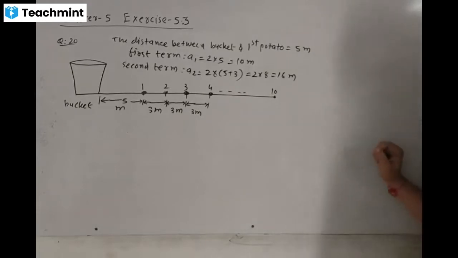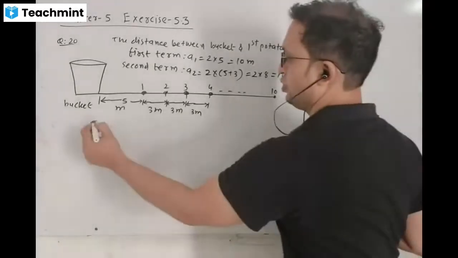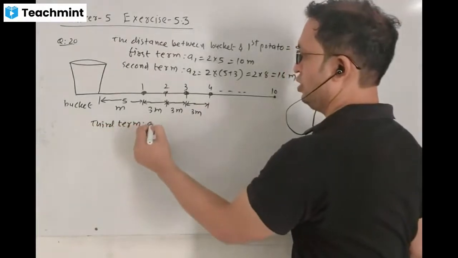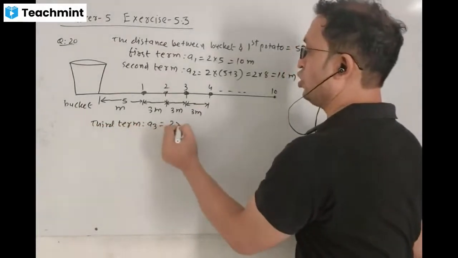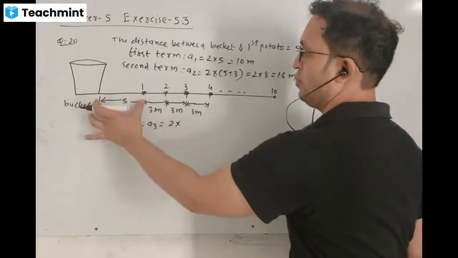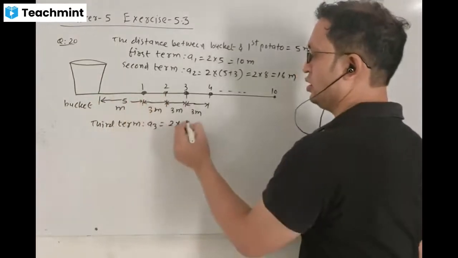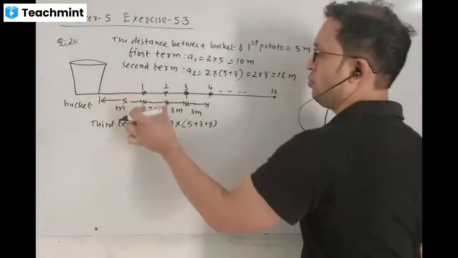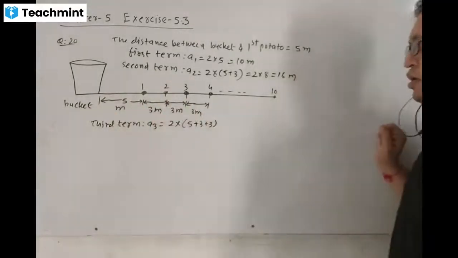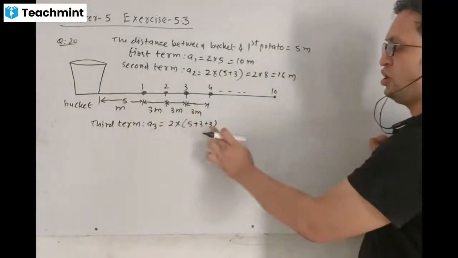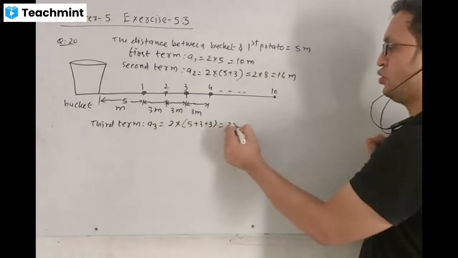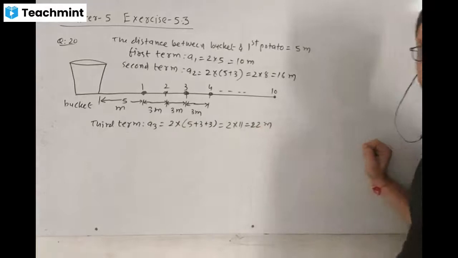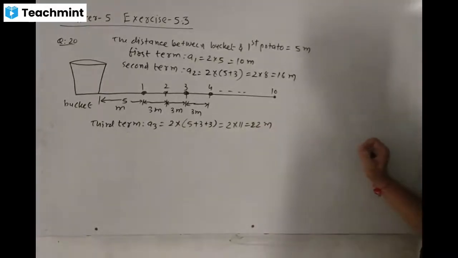Okay. Similarly for the third term. Third term is a3, and a3 is equal to 2 multiply 5 plus 3 plus 3. How much will it be? 5 plus 3, 8 plus 3, 11. 2 into 11, that is 22 meter. The total number of potatoes is 10.